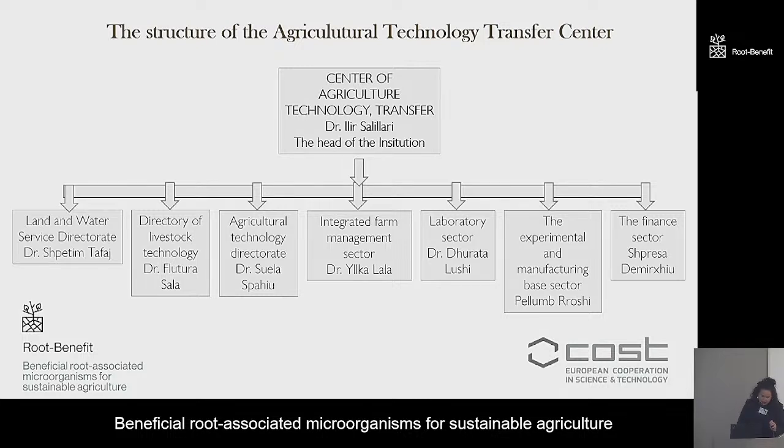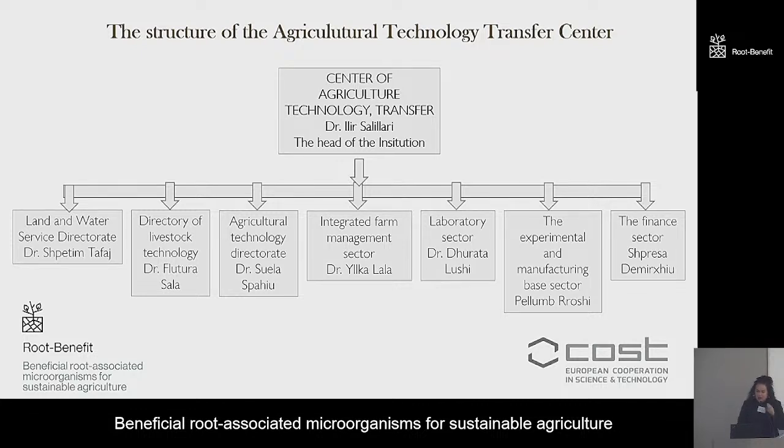Main object is land and water service. We have the head of the Transfer Center of Agriculture. We have the director of land and water service, which has two sectors, the water sector and the GIS sector. We have the directorate of livestock technology, which has two sectors, the breeding technology sector and the Russian lab sector.